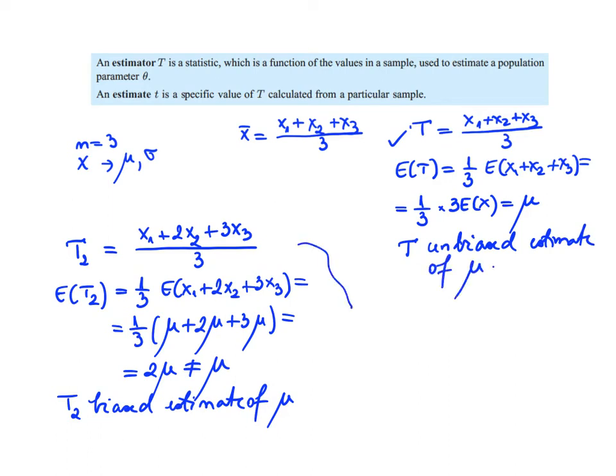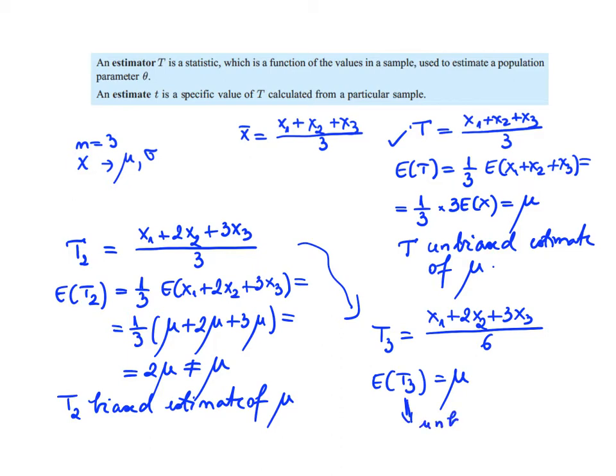Can I fix T2 too? Yeah, I can fix it. I can take T3 as being (x1 + 2x2 + 3x3)/6. And then you'll see that the expected value of T3 will be exactly mu. So T3 is an unbiased estimator for the population parameter mu.